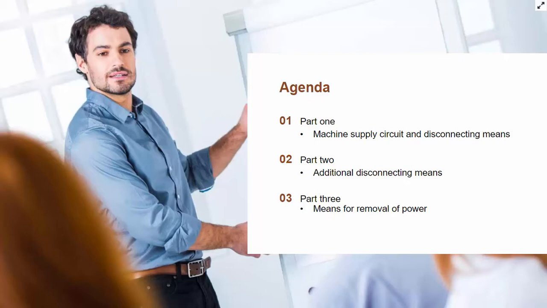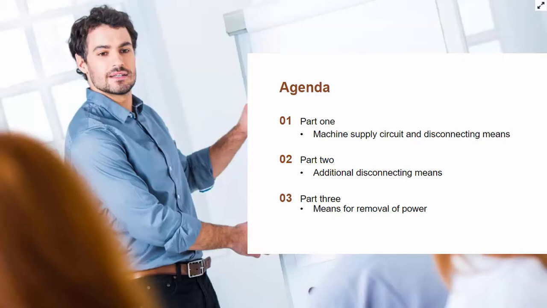Let's take a moment to review the agenda for today's webinar. We have divided the program into three parts covering different areas of Chapter 5 of NFPA 79, which addresses a disconnecting means for a machine. In Part 1, we will talk about the machine supply circuit and the main disconnect for the machine, which is now referred to as the machine supply circuit disconnect. Remember that terminology, very important. The majority of the webinar will be devoted to this part of the program.